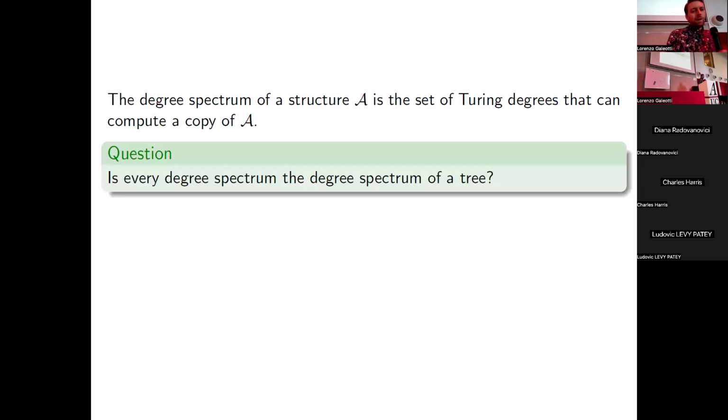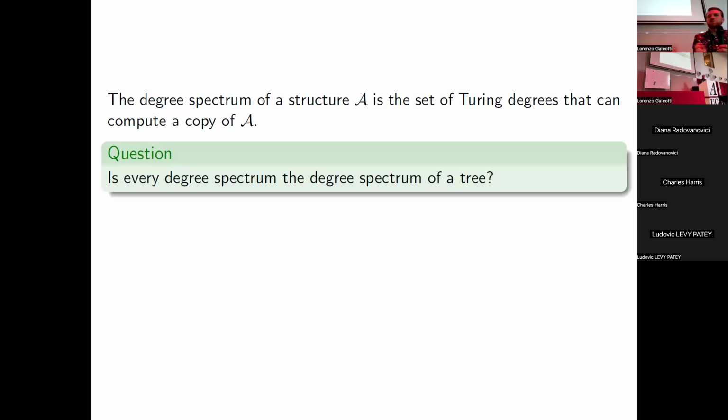And so you can ask, is every degree spectrum the degree spectrum of a tree? Basically, if you look at all of the constructions of degree spectra, you can't pass the construction through the Borel reduction. So there's no general reason for this to work, but you can do the same construction with a tree.